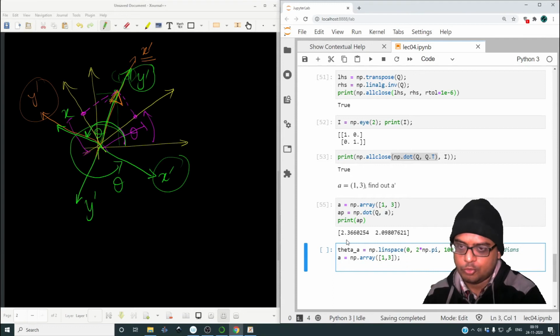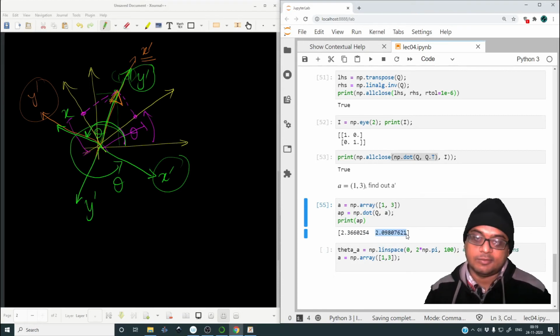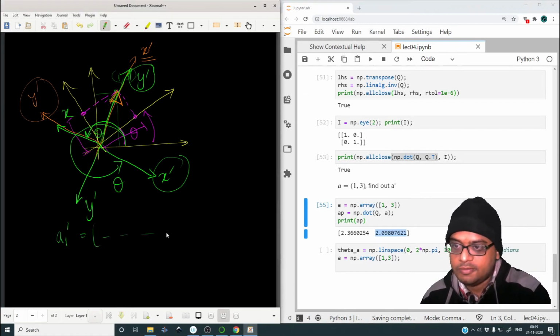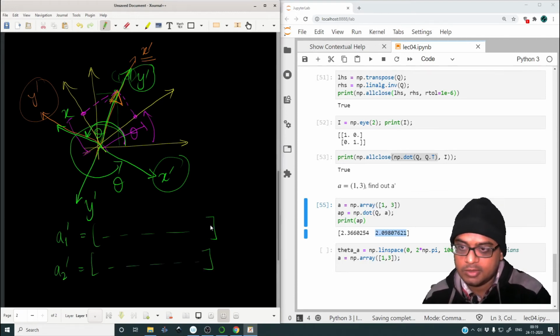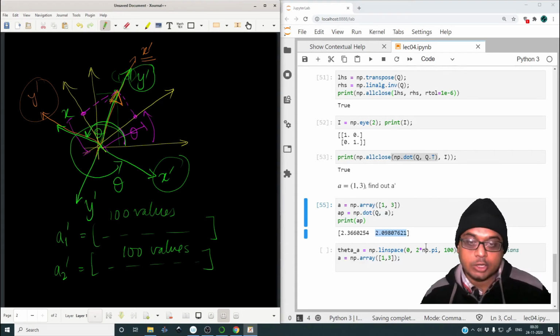In order to store each element of the transformed vector, we need two arrays, one of which will store all the components of a1 prime for all different thetas, and one which will store all the components of a2 prime. There will be 100 values of theta as defined in this linspace, and there will be 100 values of a2 prime as well. So let us create two empty arrays.